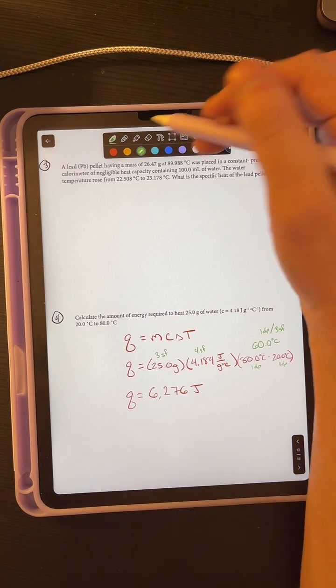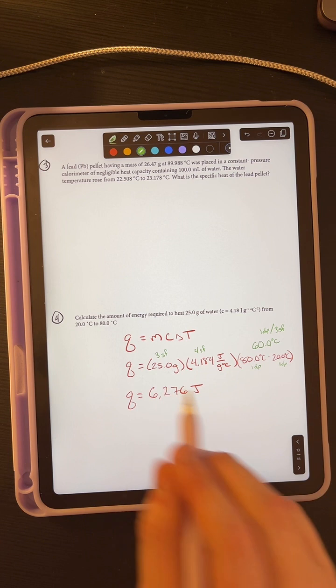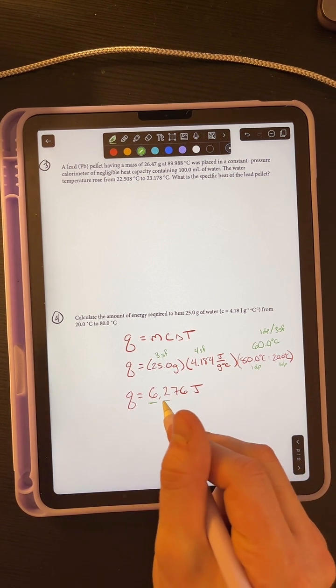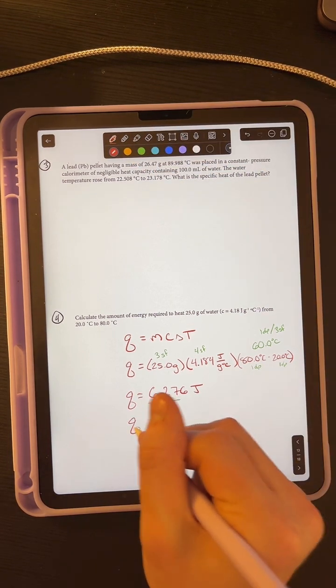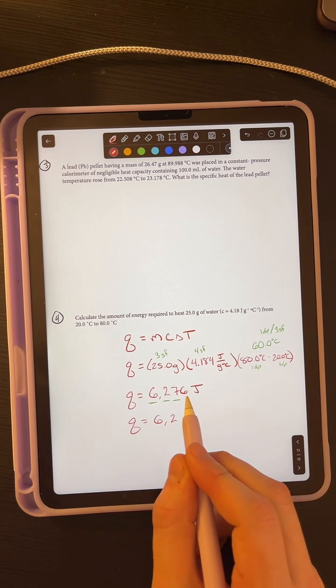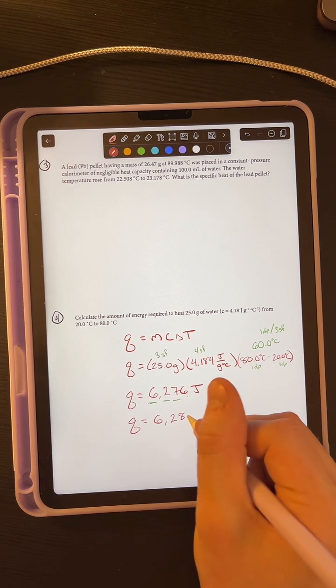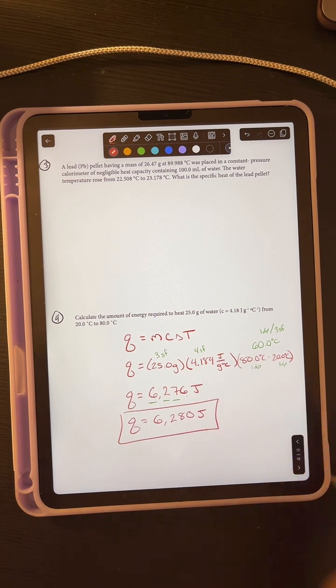So our answer should be rounded to 3 significant figures, because when we multiply and divide, we want the least number of sig figs. That's the value that we need to round to. So our heat here is actually going to be 6,280 joules, because the 7 rounds up because of the 6, and that is our final answer.